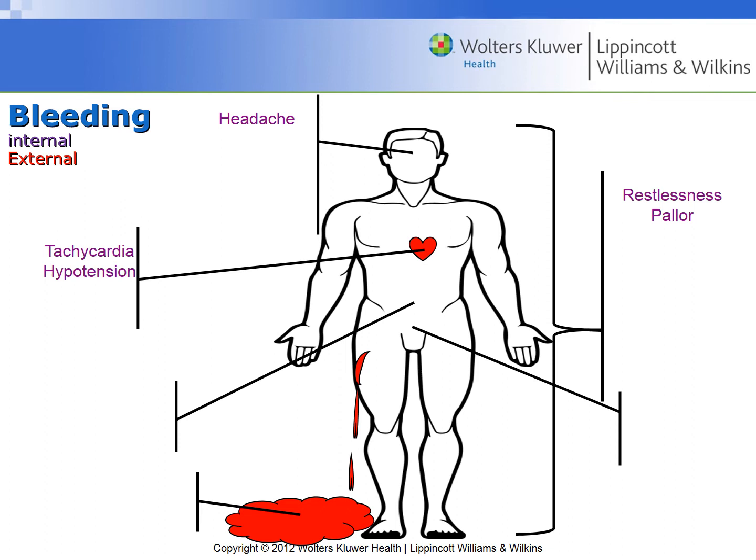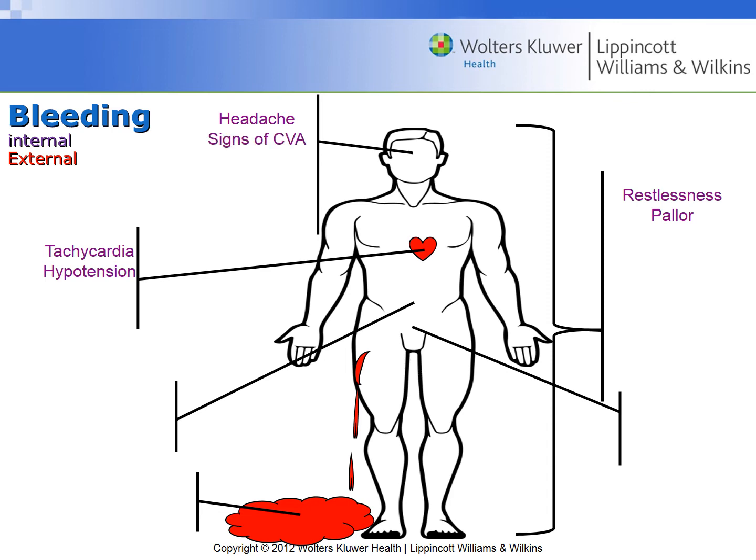May get a headache, and this may be as a result of where the bleeding is. If the bleeding is intracranial bleed, there will be some headache involved. Pallor, again, with the decrease in circulating blood volume, not as much getting to the surface, or to the core organs, and body begins to shunt away from the surface, giving the skin a very pallid look.